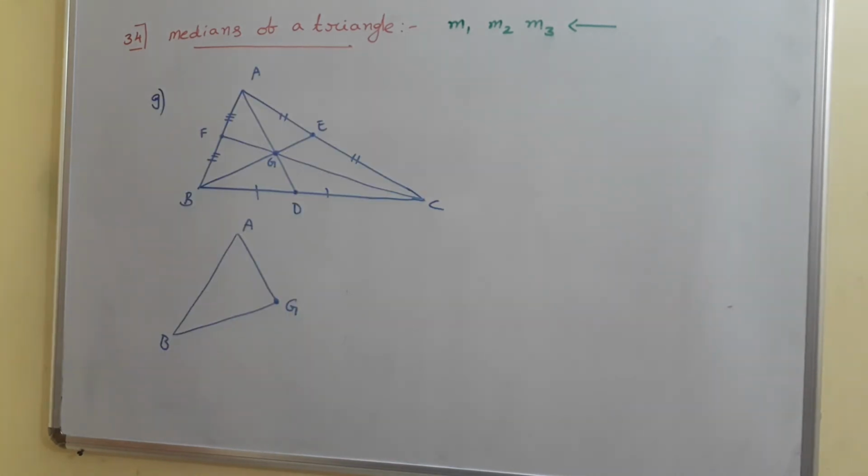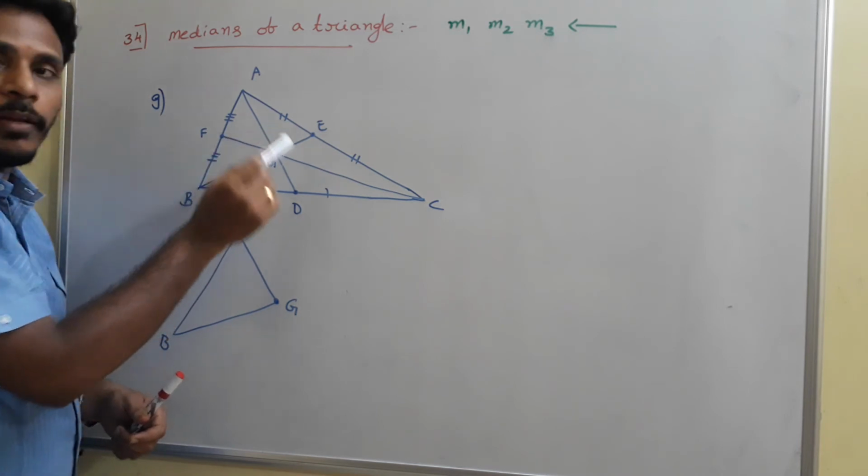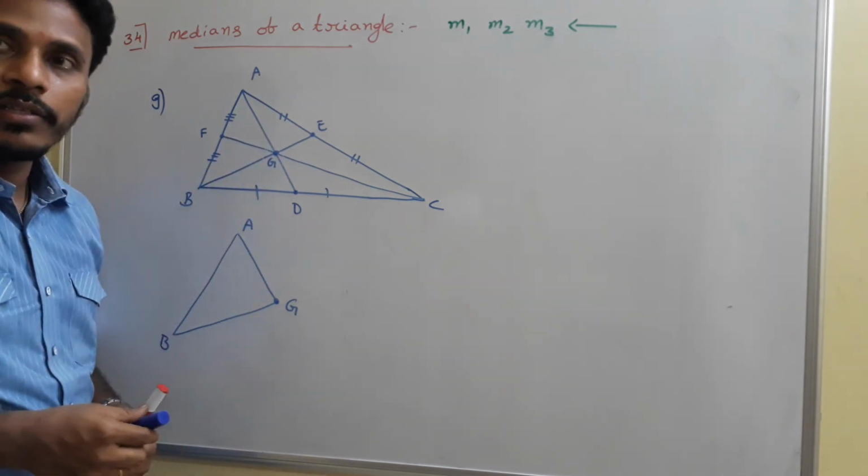Just have a look. As we discussed, a median is the line segment joining a vertex to the midpoint of the opposite side. There are three medians, and their point of concurrency is the centroid.